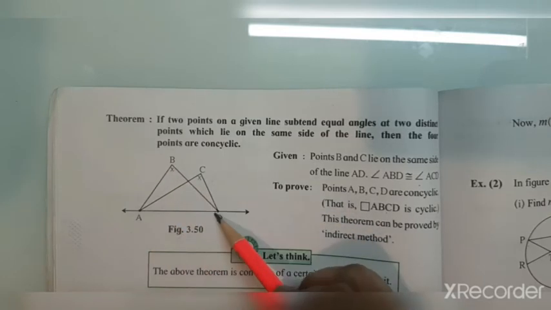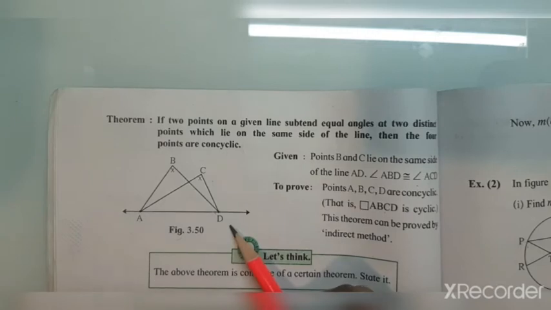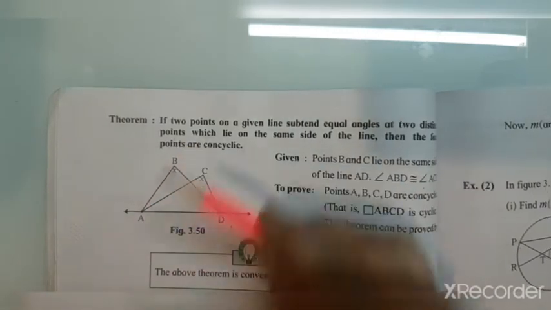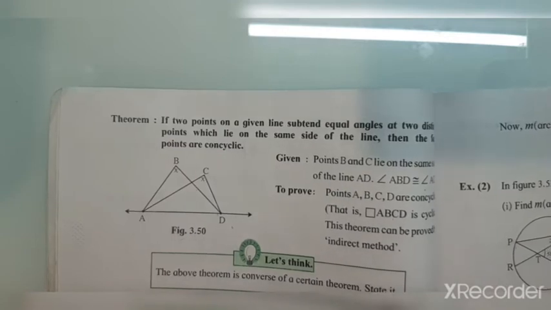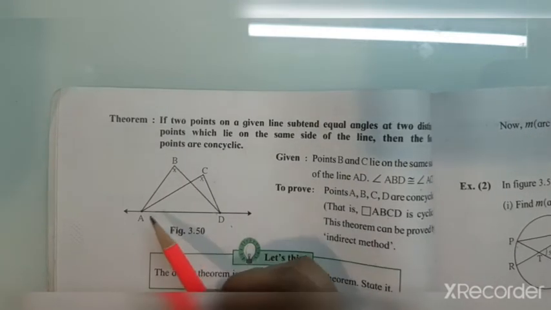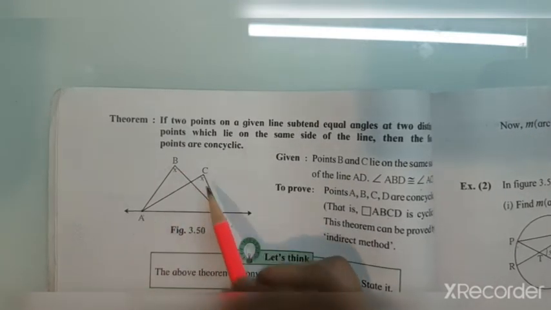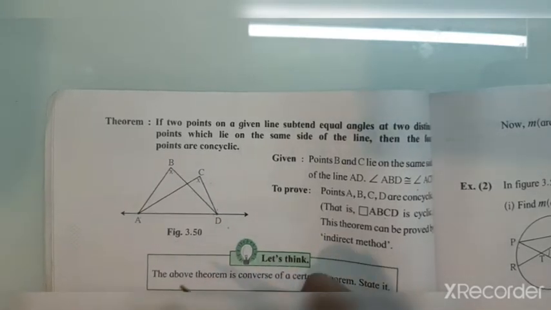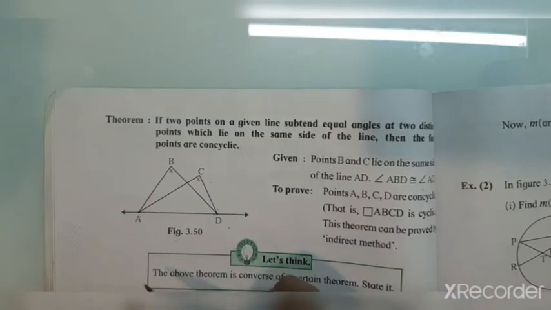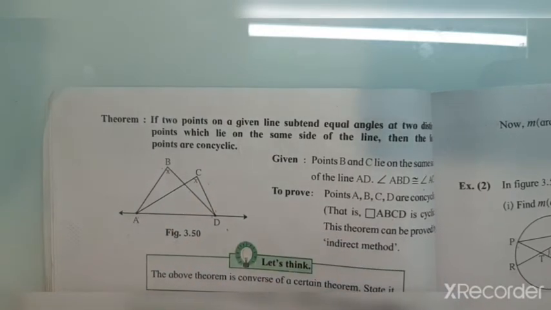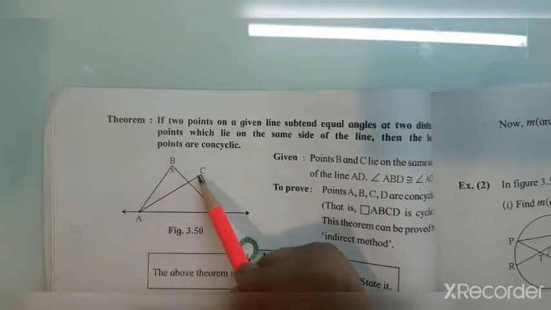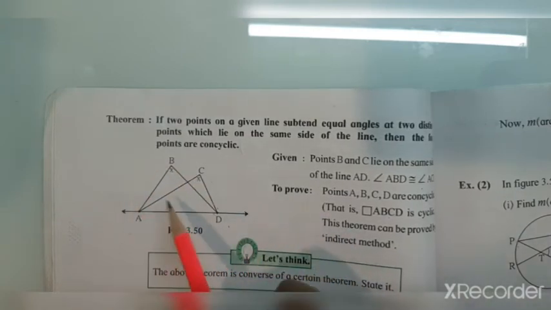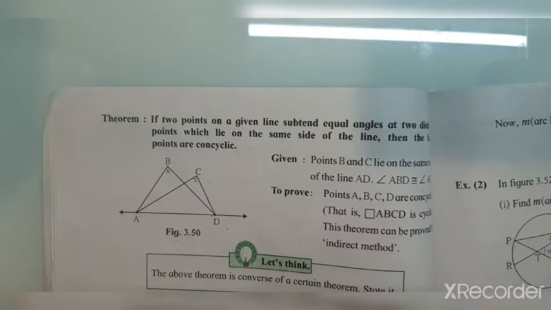So angle ABD is congruent to angle ACD, and they are on the same side of the line. Then we can say that these 4 points A, B, C, D are concyclic. I have explained earlier also what concyclic means, the points which lie on the same circle. So these points are concyclic, which we have to prove in this particular theorem.